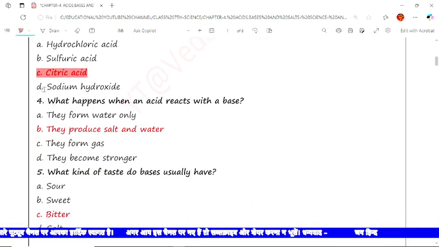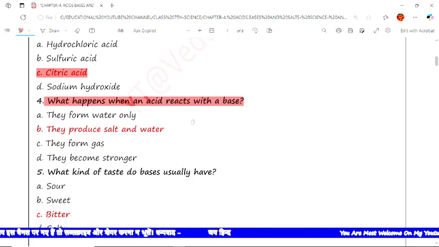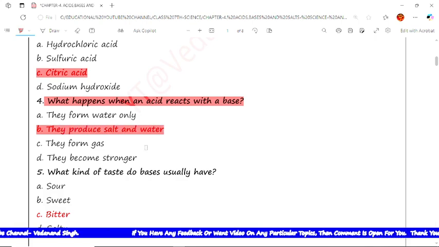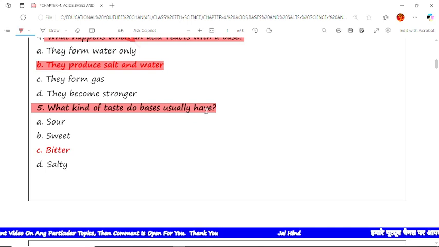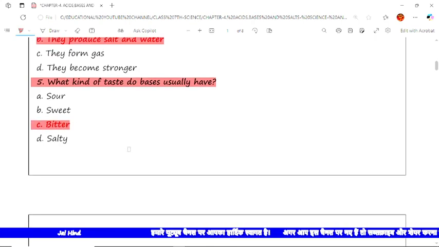Now the next question, number 4: what happens when an acid reacts with a base? Meaning, whenever an acid reacts with a base, what would be the product? The answer is that they produce salt and water as products. Now the next is question number 5: what kind of taste do bases usually have? The taste is bitter. C is the correct option for the question.